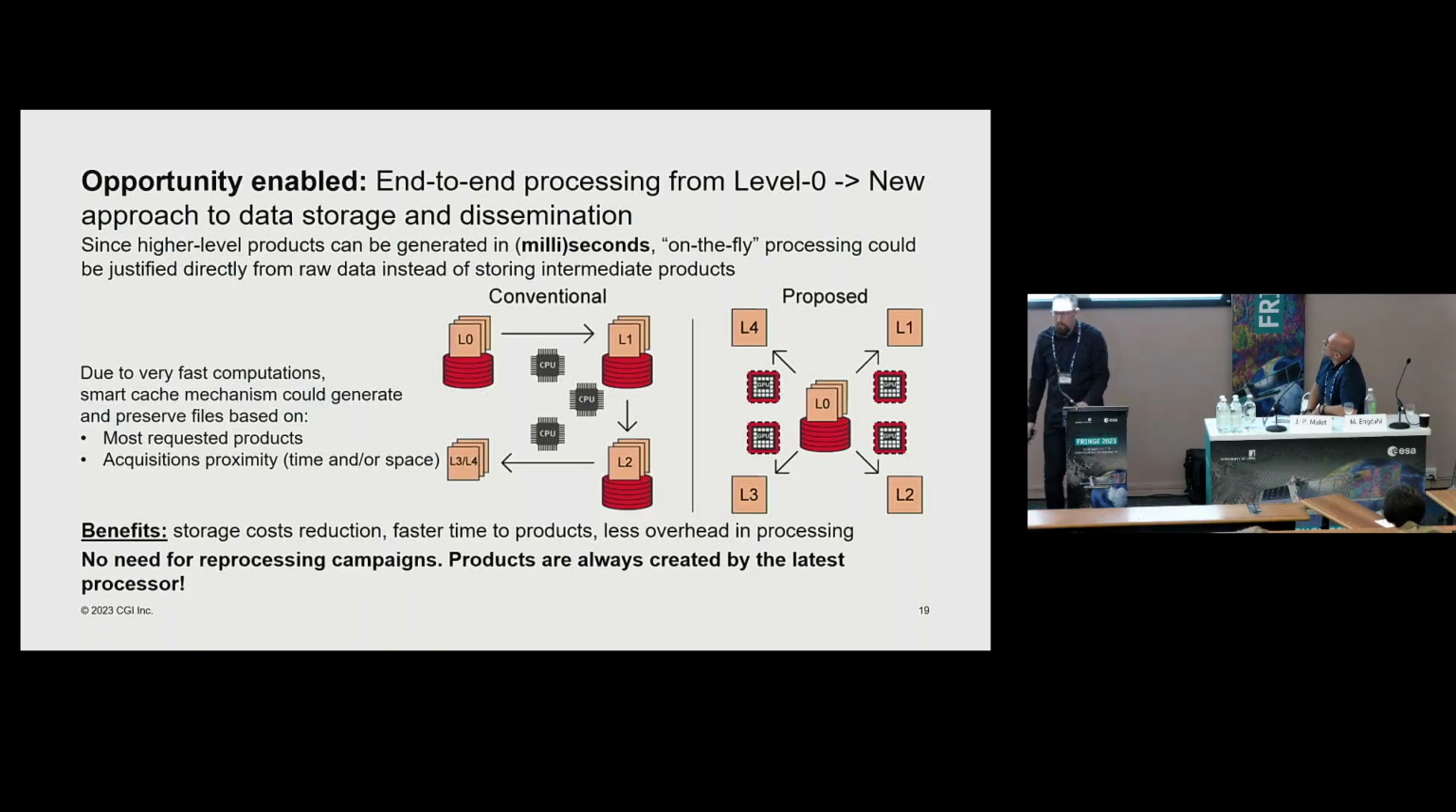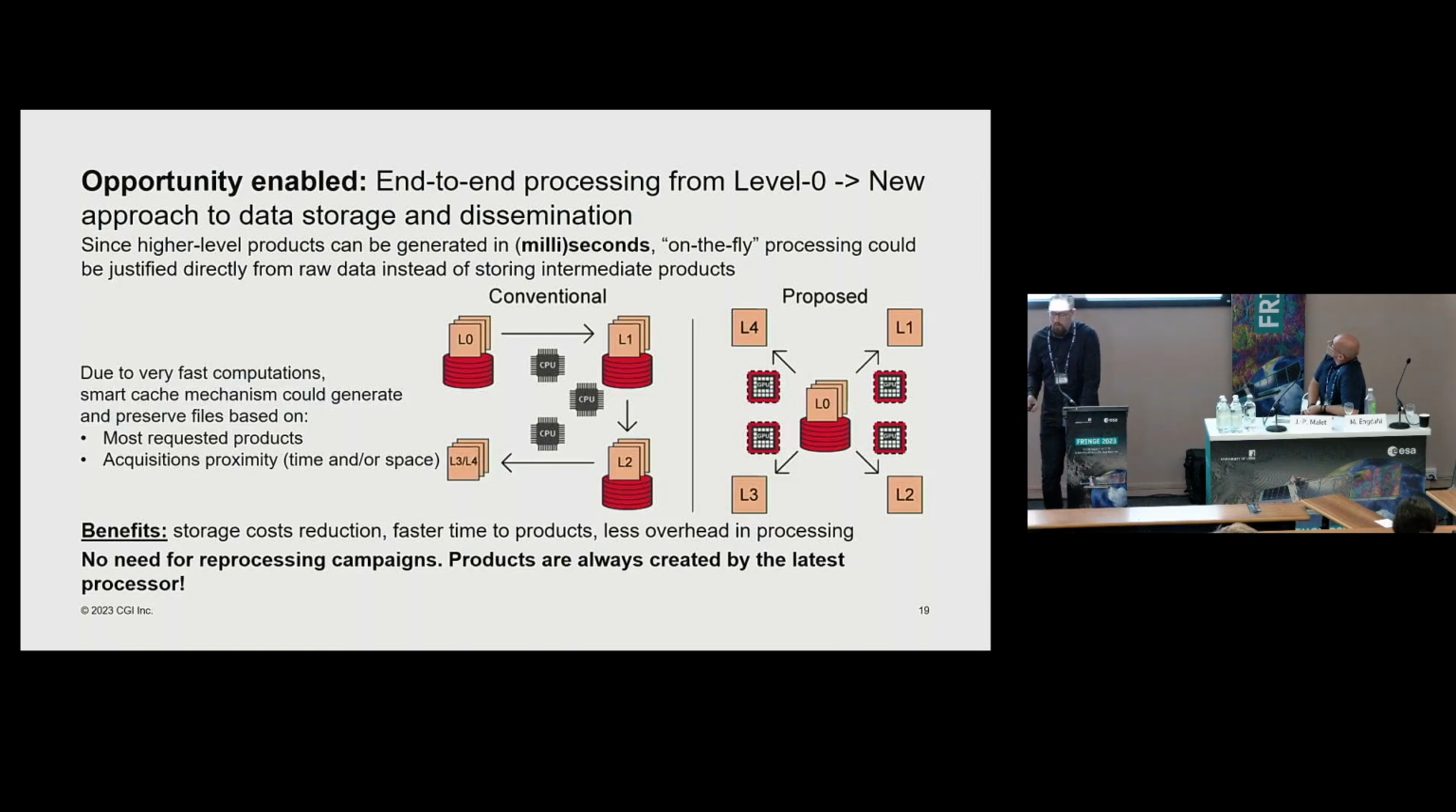Quick words about the potential opportunity. So this is just a concept that we've come up with. If you can generate any products in milliseconds, then why would you store intermediate products at all? So we could do on-the-fly processing directly from raw data into whichever level needed, to level 1, level 2, level 3, and deliver it directly to the users.